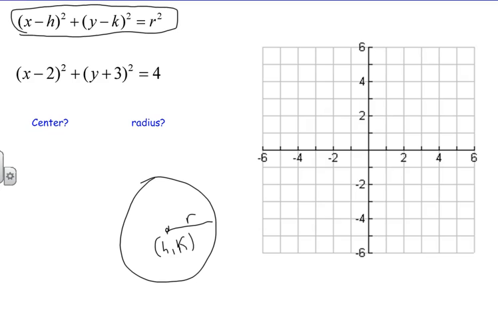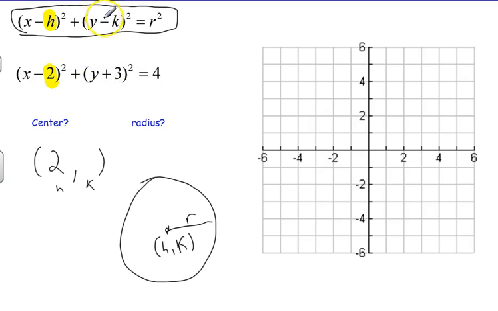It may be obvious to you, it may not, but h is 2. You can see x minus h, x minus 2. And so the ordered pair for the center of the circle is going to be h, comma, k, and h is going to be positive 2. Now, what's interesting is that it's x minus 2, but this is a positive 2. That almost looks like a negative 2, but this is a positive 2.